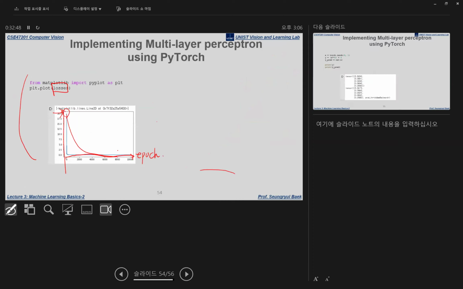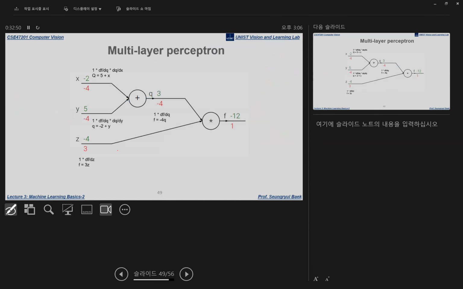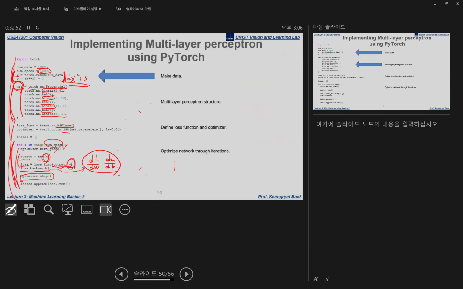And so, using the same lines of code, by just changing this net architecture, we can now train this complex network. Even if you stack more layers, more nonlinear layers, they can be trained.